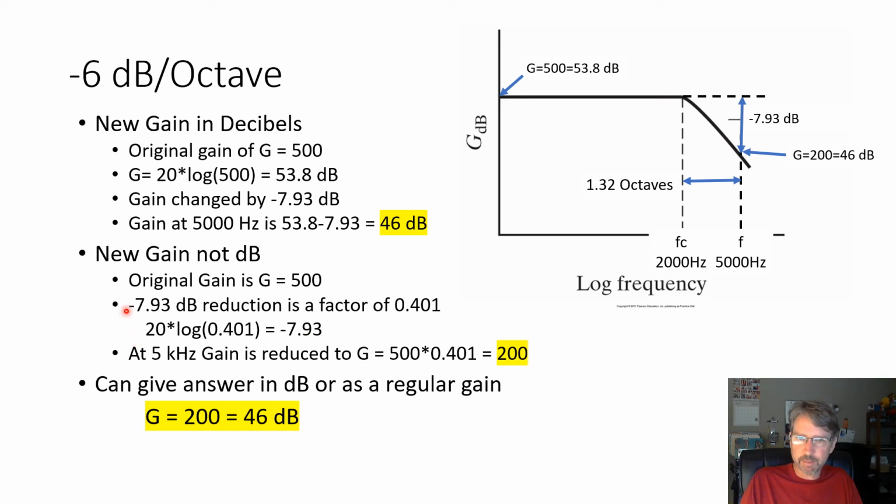So we've got the scale factor from the non-ideal response, the factor of 0.401. So at 5 kilohertz, the gain is reduced by that factor from 500 times 0.401 to a gain of 200. So we can say the new gain at 5 kilohertz is either 46 decibels, or we can say 200. Means the same thing, and it's up to you. So that's the final answer. We found the phase shift really quickly, and we find the gain using this graph, these ideas, just extrapolating that line down.